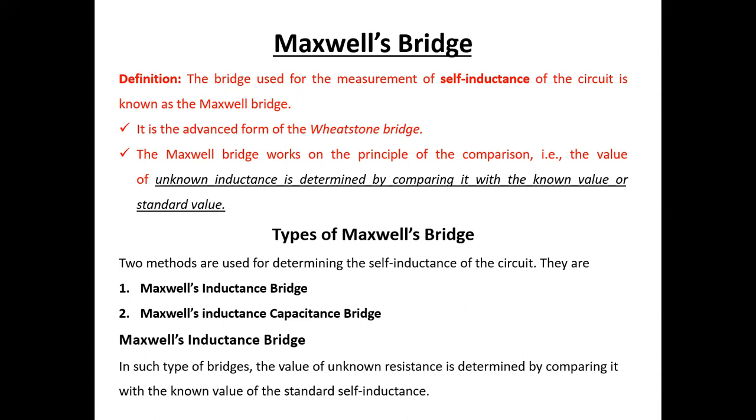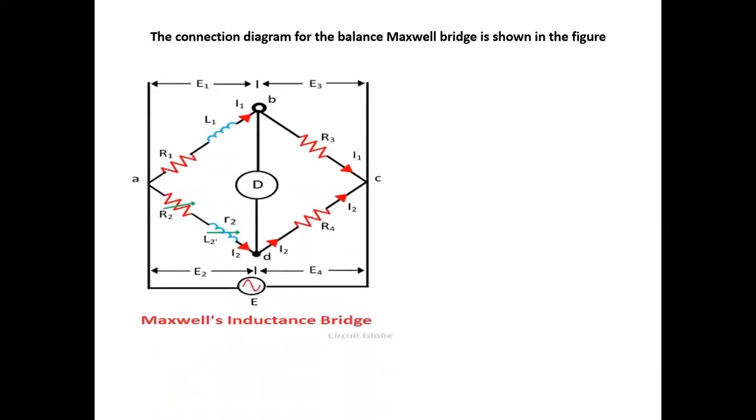The types of Maxwell bridge. There are two types of Maxwell bridge. The first one is the Maxwell inductance bridge and the second one is the Maxwell inductance capacitance bridge. First, the Maxwell inductance bridge. In this type of bridge, the value of unknown inductance is determined by comparing it with the known value of standard self-inductance. Means the unknown inductance is compared with the standard inductance.